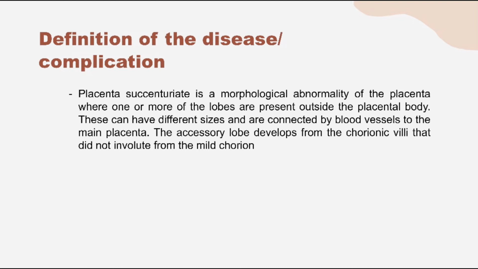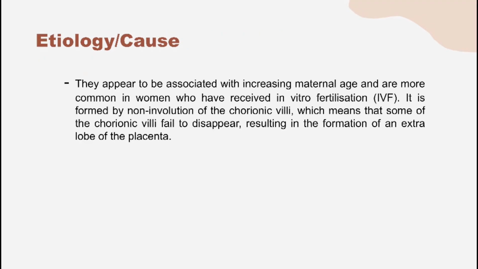Aside from that, the accessory lobe develops from the chorionic villi that did not involute from the main chorion. Now, for its etiology or cause, they appear to be associated with increasing maternal age and are more common in women who received in vitro fertilization.